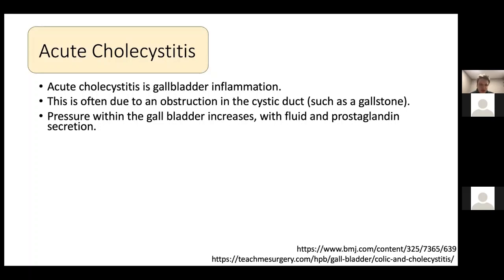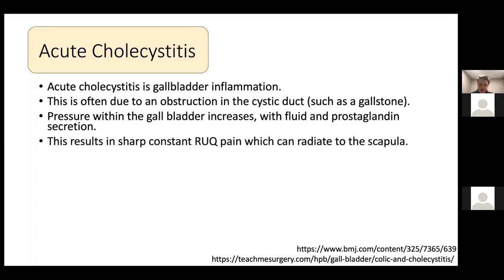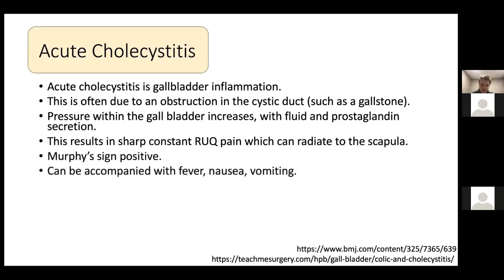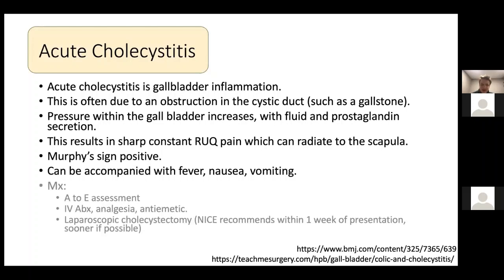Inflammation ensues, causing a lot of pain, can radiate to the back again, scapular, sharp in nature. And as I said before, Murphy's sign positive. You can get fever sometimes, nausea, vomiting. These patients appear very unwell and in a lot of pain.